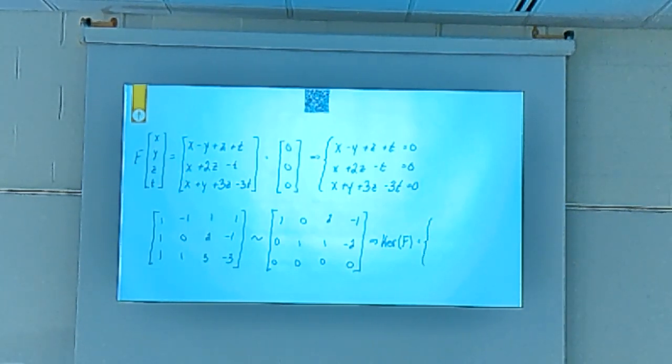The kernel is a set of four vectors. Remember, the kernel is going to be a subset of your domain, right? So it's a subspace of your domain, so it has to be four vectors. Just interpret this.